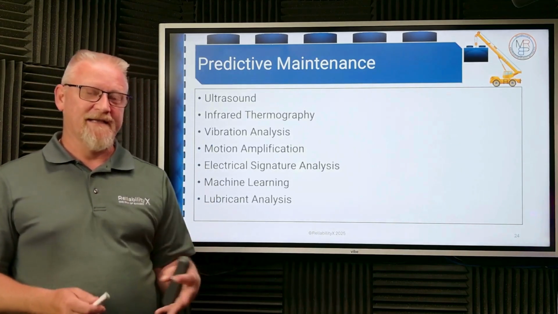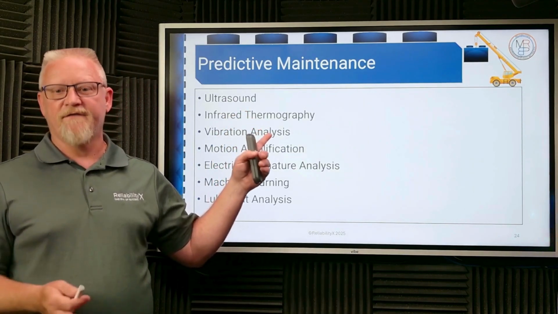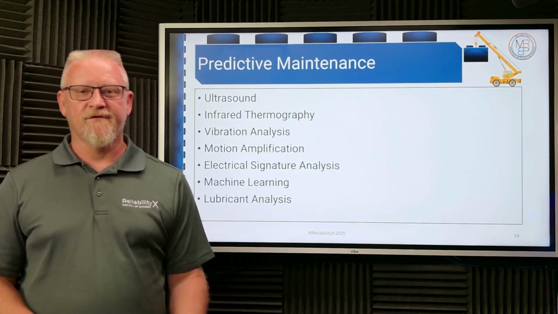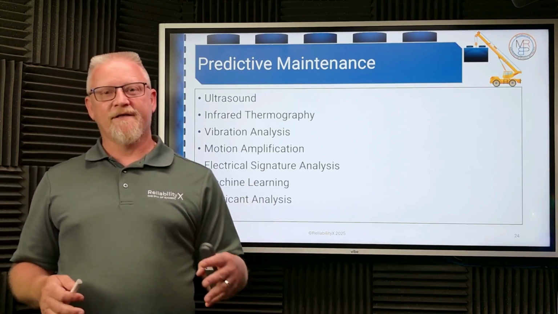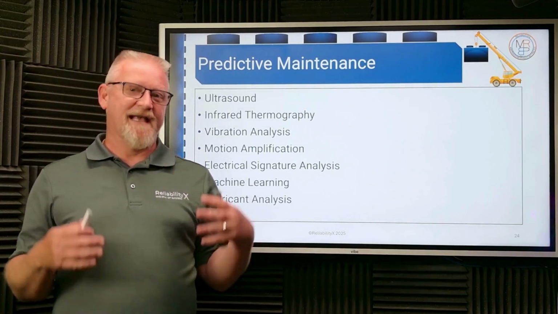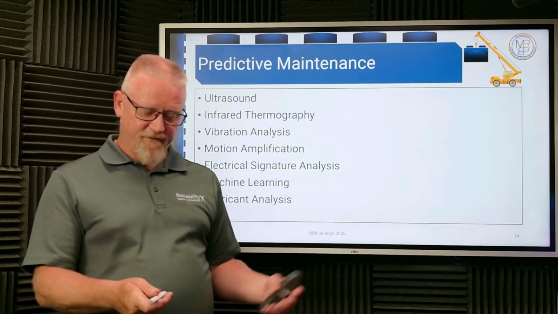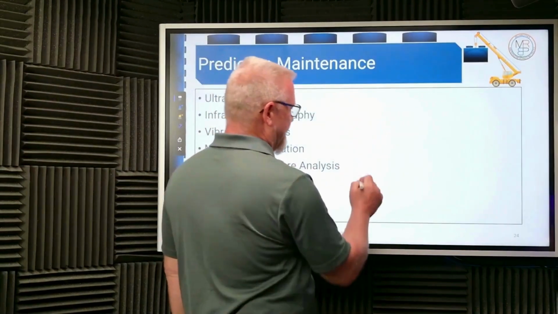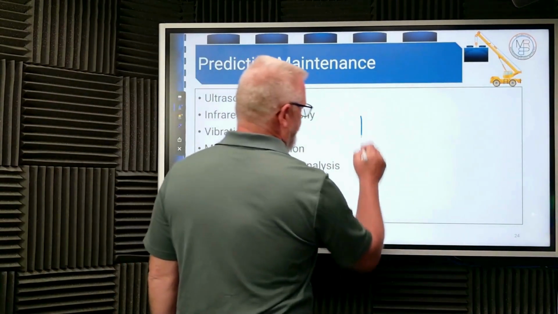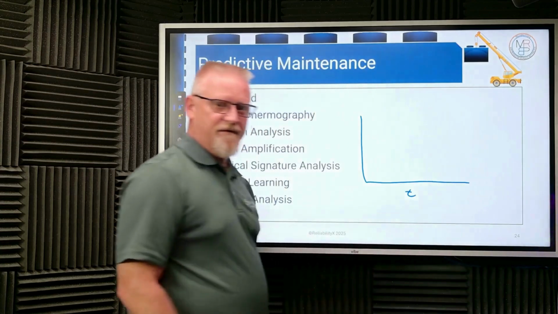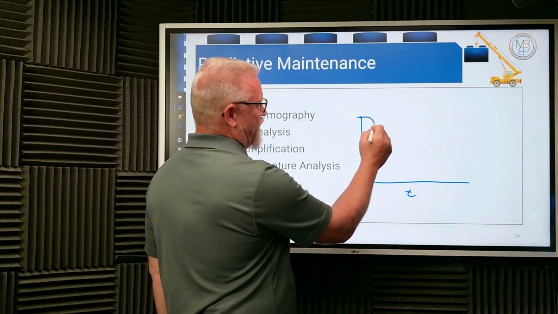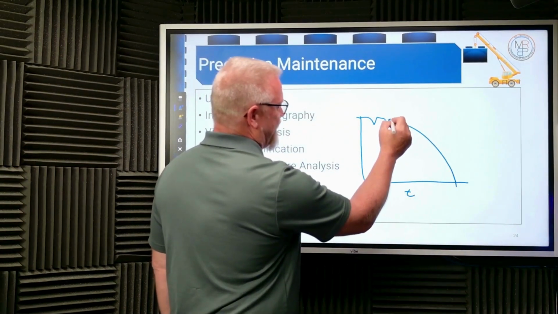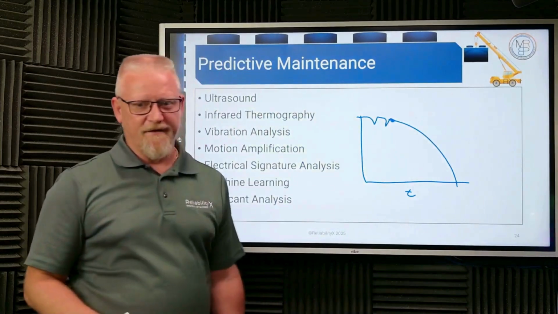So we utilize techniques such as ultrasound and infrared thermography and vibration analysis, motion amplification, electrical signature analysis. It just goes on and on and on. Machine learning and lubricant analysis and other techniques to give us that maximum planning window. If we think about, say, the PF interval that we see commonly, and this being time, and our asset over its life, it degrades and we restore to base condition, it degrades, we restore to base condition, but eventually we get what's known as a potential failure.